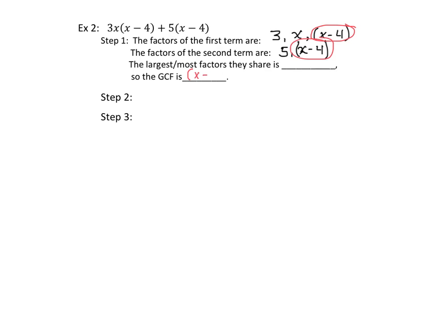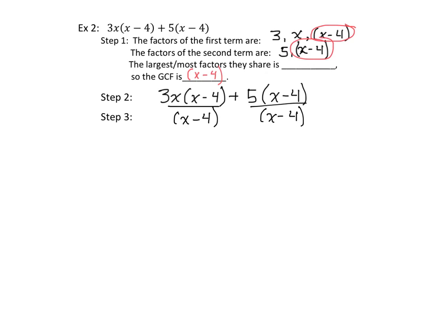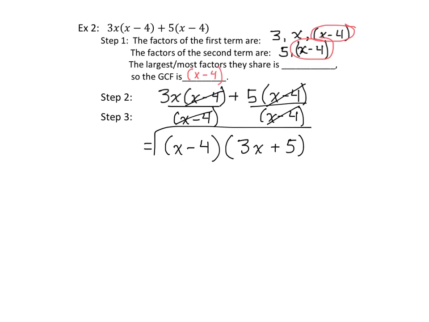So x minus 4. If we rewrite our polynomial and divide each term by the greatest common factor, x minus 4, we can see what our factored form is. So write your greatest common factor out front, and in brackets is everything left over. The x minus 4's divided by x minus 4 just equals 1, so we're left with 3x from the first term, and from the second term we're left with plus 5. So here you have your factored form.